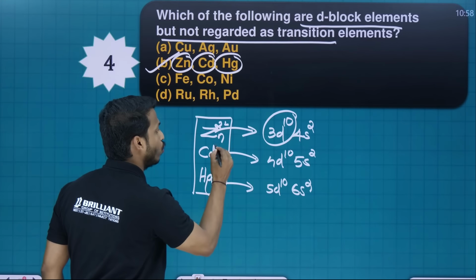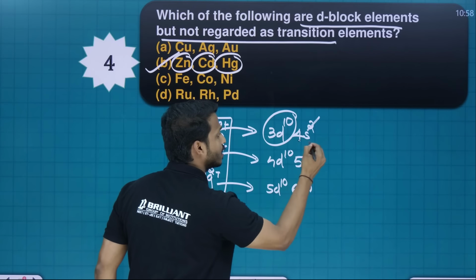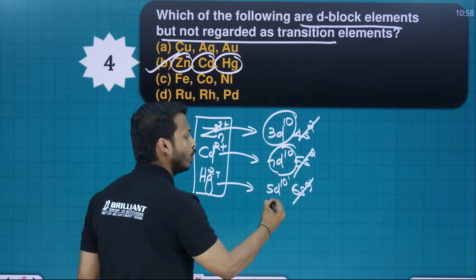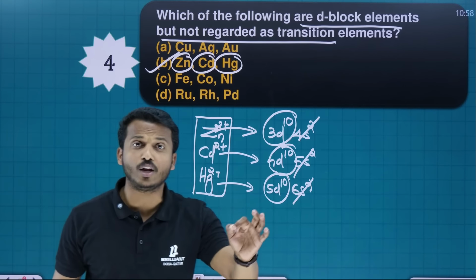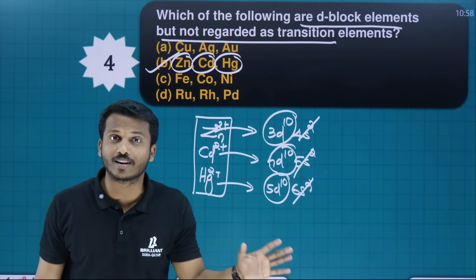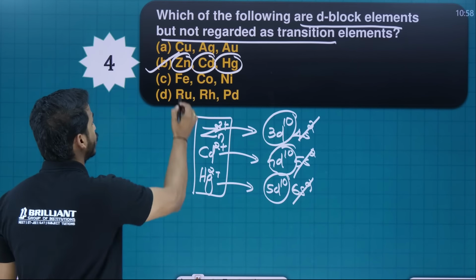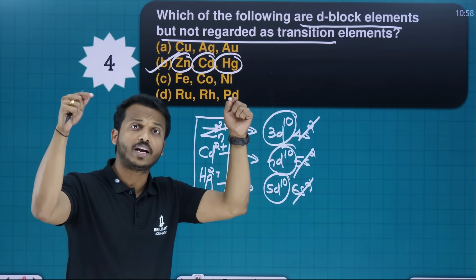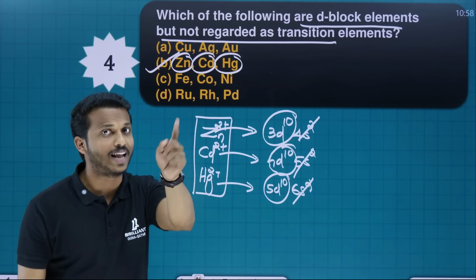What is their oxidation state? 2+. If you take it 2+, this will go and the d orbital remains fully filled. If d orbital is fully filled, we can say they are not considered as transition elements. So zinc, cadmium, mercury, they are in d block, but they are not transition elements.